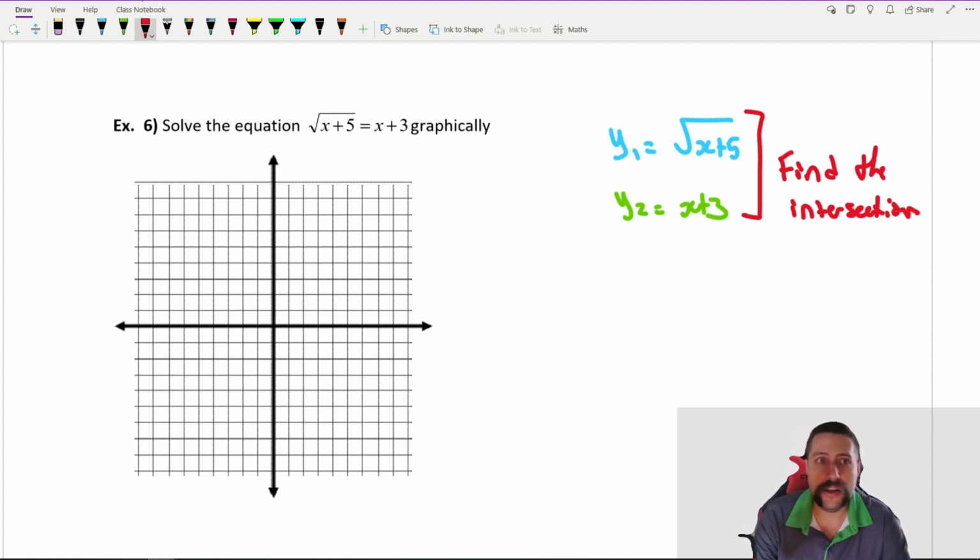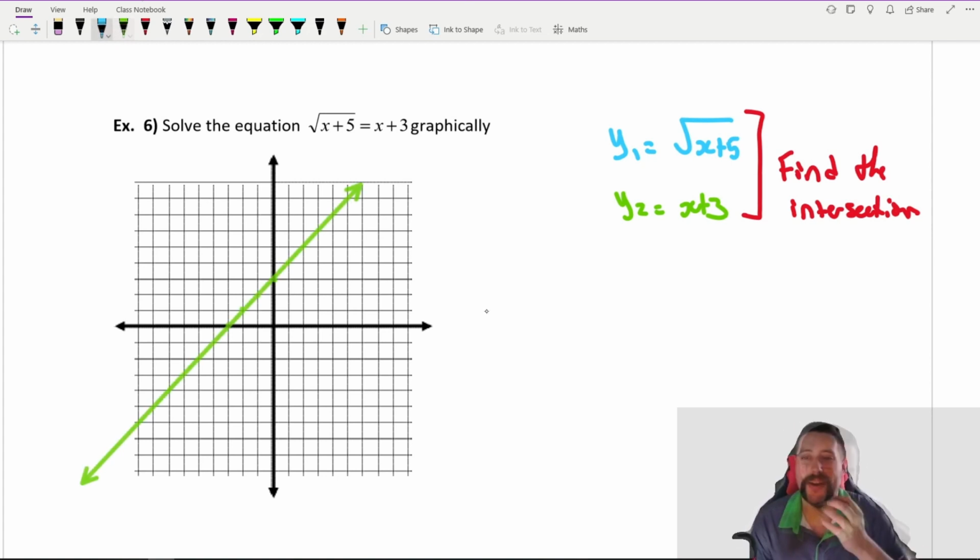So I think we can safely graph the x plus 3 with no issues. So I want you to go ahead and do that. Okay, so this is what x plus 3 looks like. And now we can graph the root of x plus 5. So again, everything's the same, except we've shifted this graph to the left by 5, okay? Because that's because it's under the root. Okay, so everything's the same, but you're going to move it to the left 5.